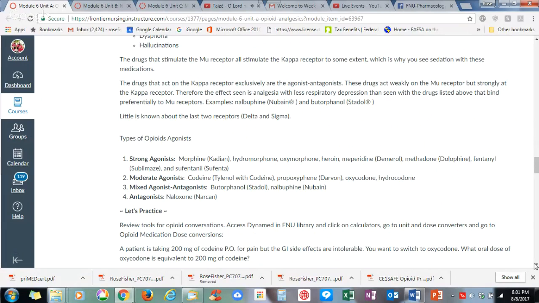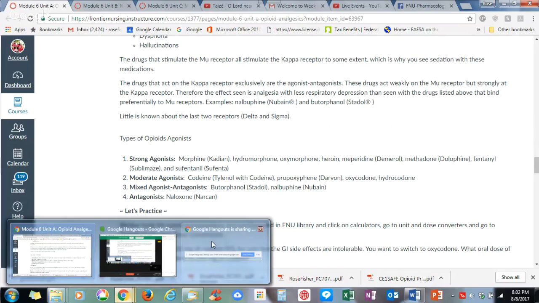The types of opioid agonists: there are strong agonists, such as morphine, which is Cadian, hydromorphone, oxymorphone, heroin, meperidine, which is Demerol, methadone, which is Dolophine, fentanyl, which is Sublimaze, and sufentanil, which is Sufenta. Then there are moderate agonists, such as codeine, which is Tylenol with codeine, propoxyphene, which is Darvon, oxycodone, and hydrocodone. There are mixed agonist-antagonists, such as butorphanol, which is Stadol, and nalbuphine, which is Nubain. And then there are antagonists, naloxone, or Narcan.